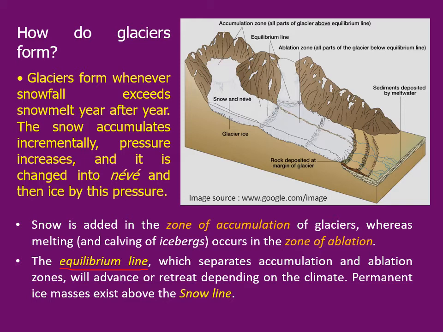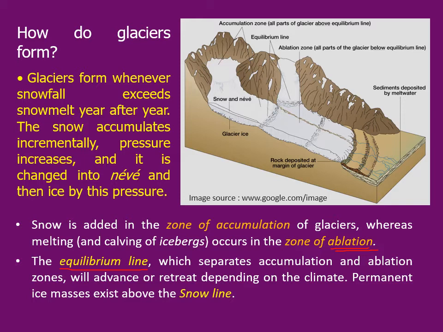Now for an area to have glacier cover year around, in those areas, in the zone of accumulation, the rate of accumulation of snow must be higher than the rate of ablation. So there should always be a positive budget. That means accumulation should be higher than ablation. If the budget is negative, that means accumulation is less than ablation, then there will be more loss of glacial ice mass. So glacial ice mass will recede towards the upslope areas.